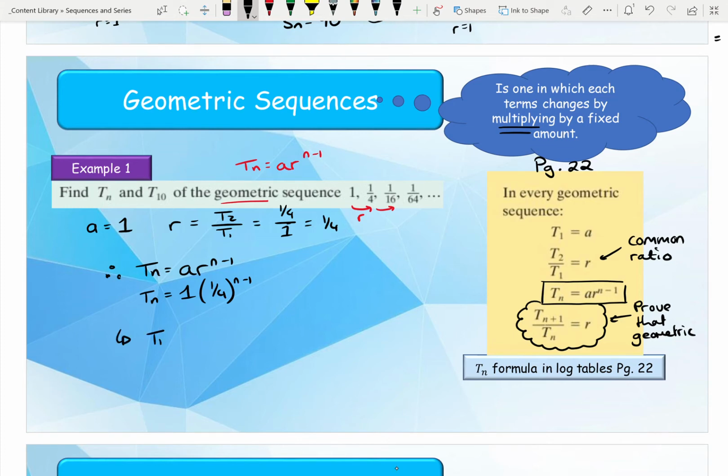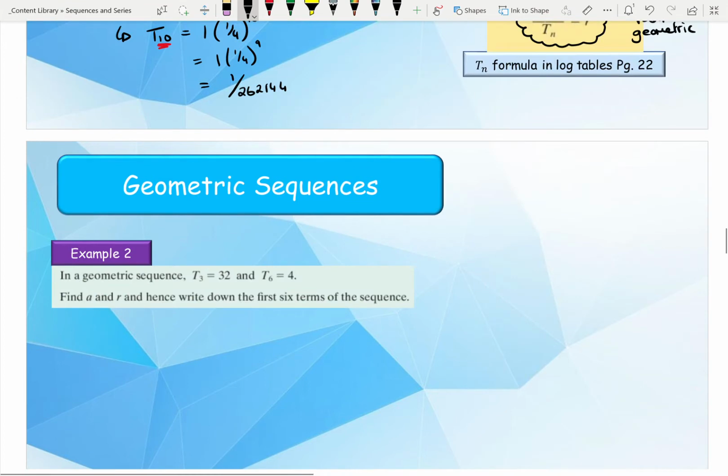So now to find T10, all we have to do is, again, anywhere we see an n, we're going to sub in 10. So we're going to have 1 by 1 over 4 to the power of 10 minus 1, which gives me 1 over 4 to the power of 9, which we're going to put into our calculators, as 1 over 4 to the power of 9 gives me 1 over quite a large number, 262,144. Okay, so take a second here, go back through example 1, pause the video, and then when you're ready, we'll move on to example 2.